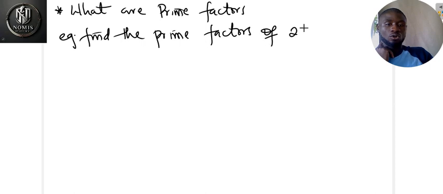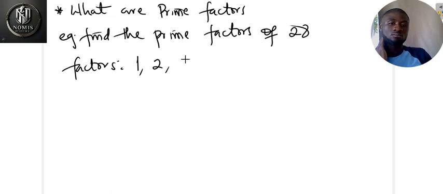To find the prime factors of 28, let's make it simpler by, firstly, finding the factors. What are the factors of 28? 1, 2, then 3? 3 times 8 is 24, so 3 is not. What about 4? Yes, 4 is a factor. Then 7. You know that 4 times 7 is 28. Then the next will be 14, multiply by 2, and the next will be 28. So these are the factors of 28.